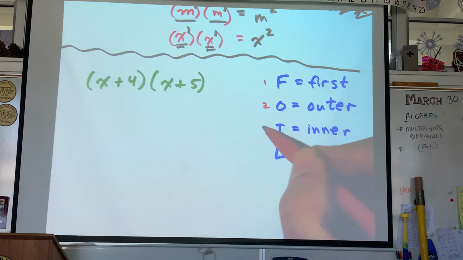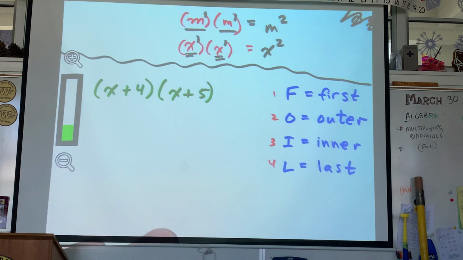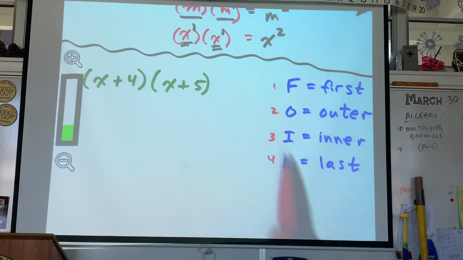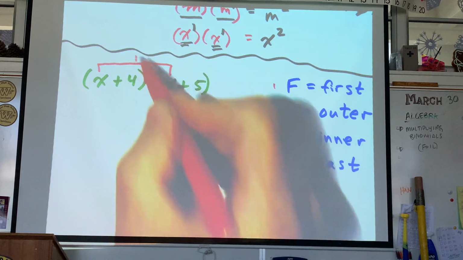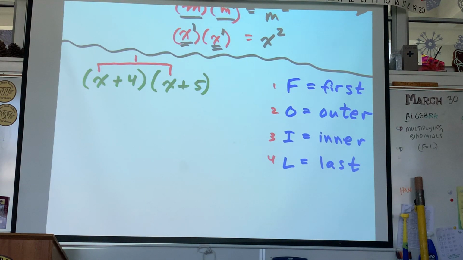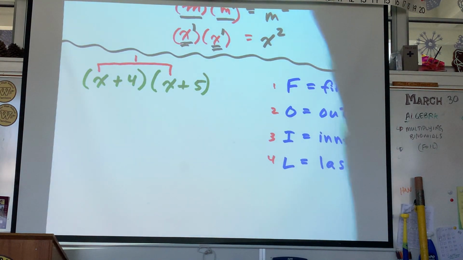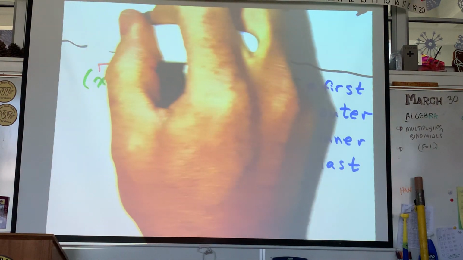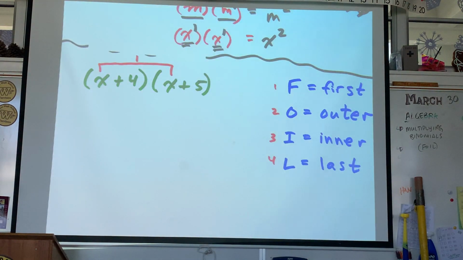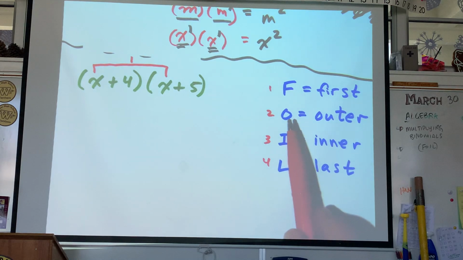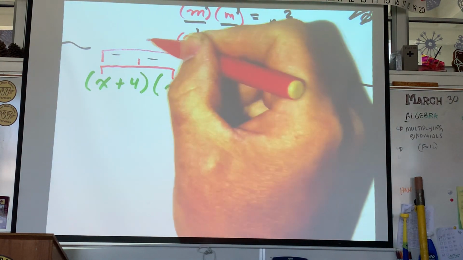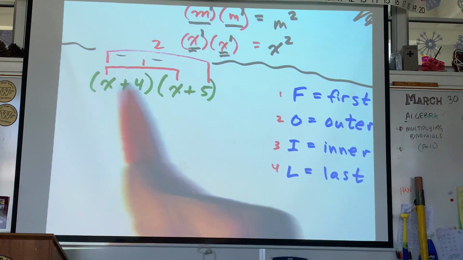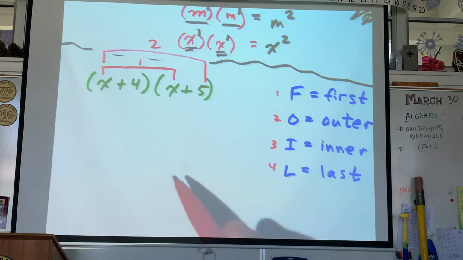1, 2, 3, and 4. And I'd like you to label these in your notes. The firsts would be the x times the x. I'm going to put a 1 right there. I'm also going to take this little squiggly line out of here because I need that space. 2 would be, we're going to multiply the outers. 2 would be this. Those two, the x and the 5. We're going to multiply them in about a minute.